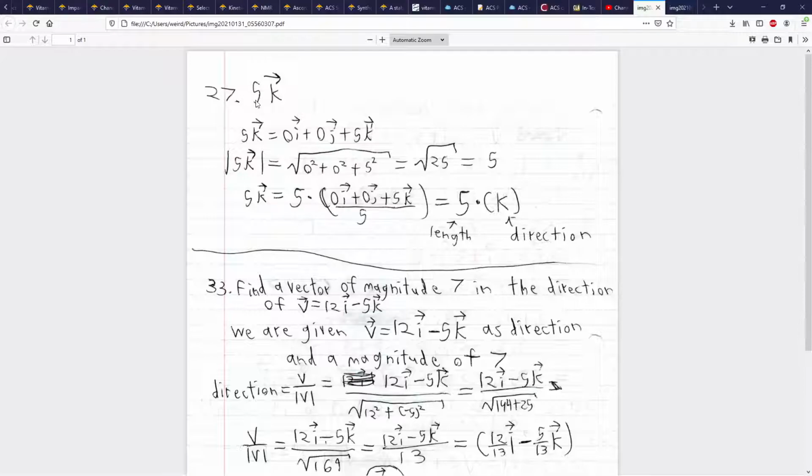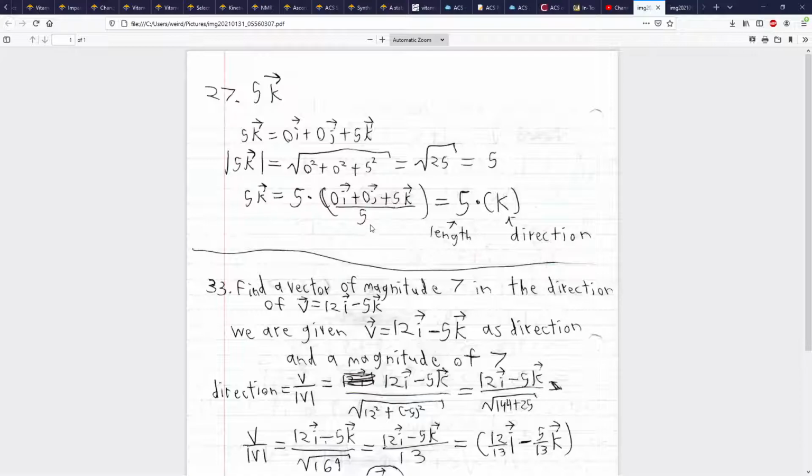So the same thing as the last part we did. We want to write 5k, which is a little bit easier than the other one, as a product of its direction and magnitude, or length and direction, I mean. Magnitude also works, because length and magnitude are pretty much interchangeable. We can write 5k as 0i plus 0j plus 5k. So the magnitude of 5k is the square root of 0 squared plus 0 squared plus 5 squared, which is the square root of 25, which of course equals 5.